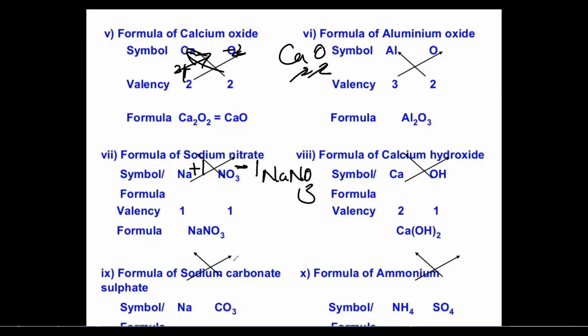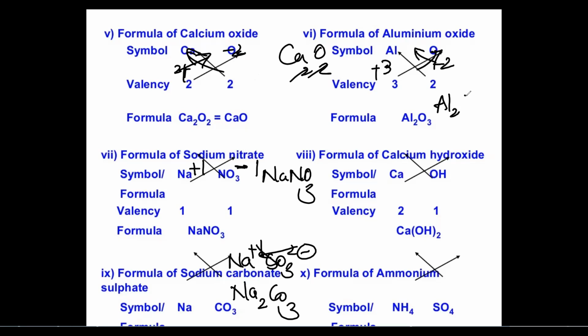And sodium carbonate: Na, carbonate is CO3 2-, and sodium is +1. So cross this, and it becomes Na2CO3. Similarly, aluminium oxide: aluminium is +3, oxygen is -2, cross this, and we'll get Al2O3. Similarly, calcium hydroxide: calcium is +2, hydroxide is OH -1. If you cross that, you'll get Ca(OH)2, right?